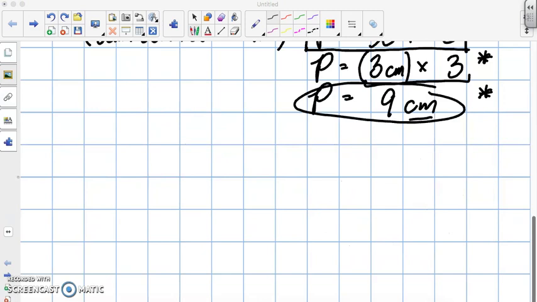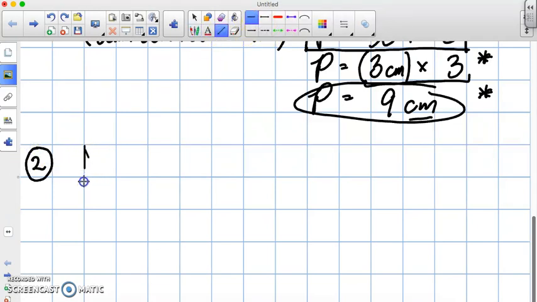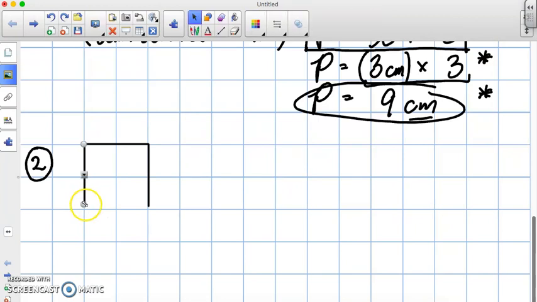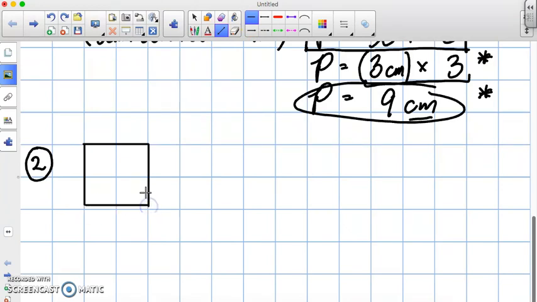Now, the second type of regular polygon we're going to deal with is going to be a square. So let's deal with that next. So again, this will be example number 2. Copy this down. And remember, none of my drawings are to scale. So I'm just telling you what the measurement is for each of them. Okay, so I'm going to use a different color again, and I'm going to say this is 4 centimeters.